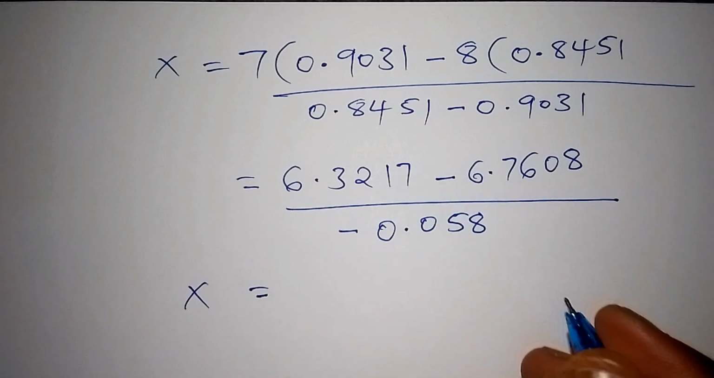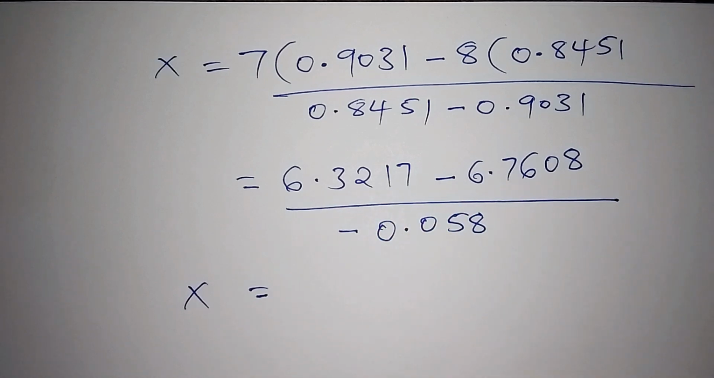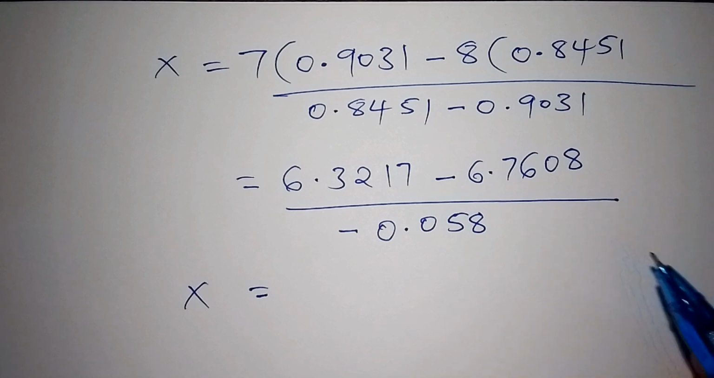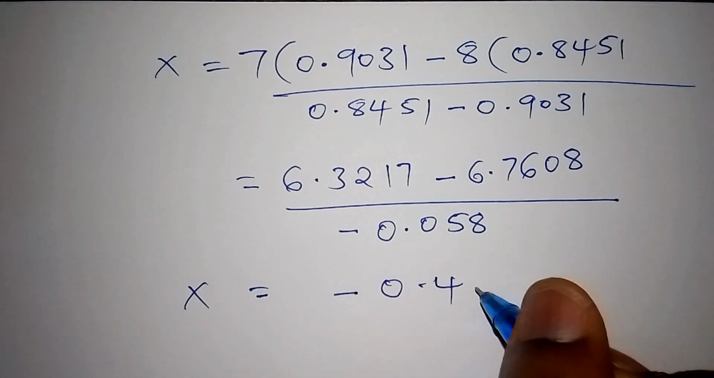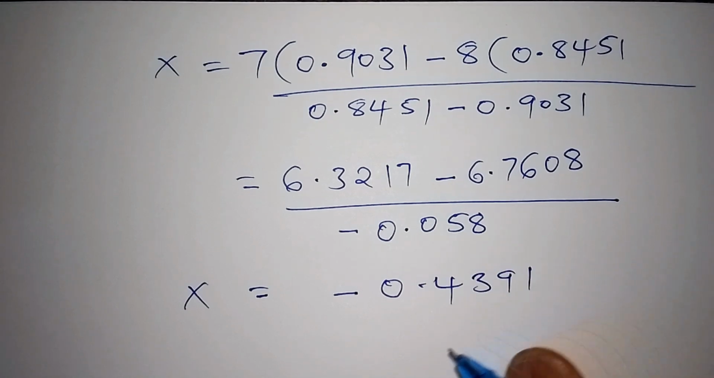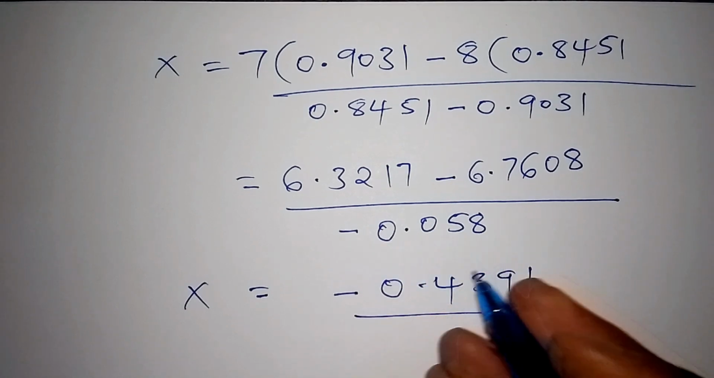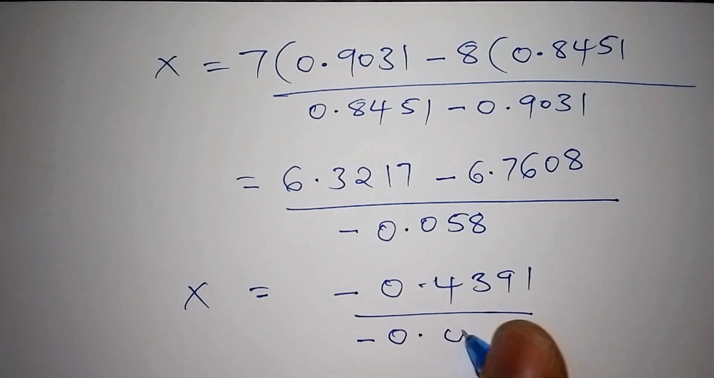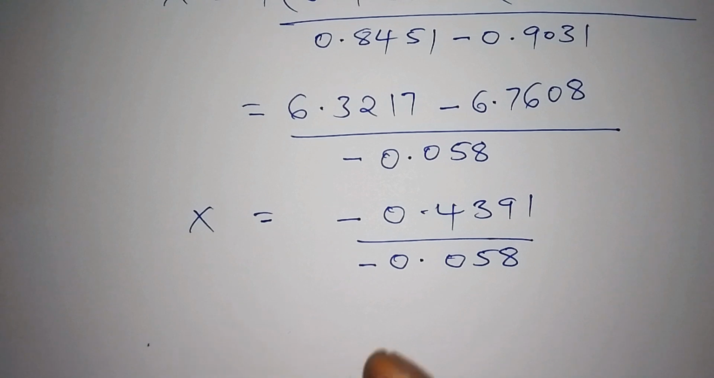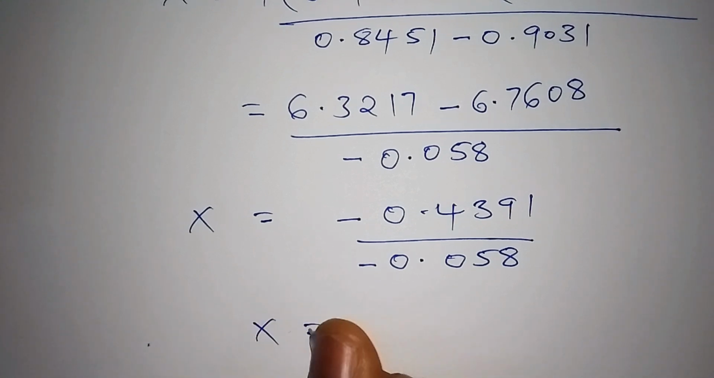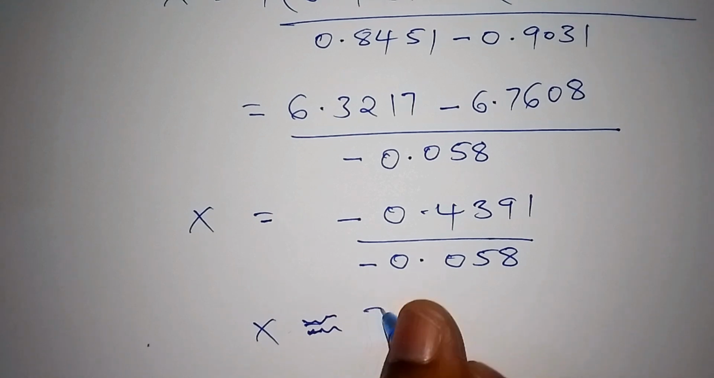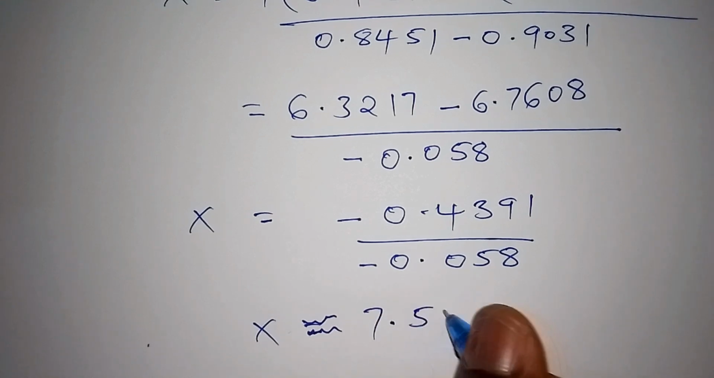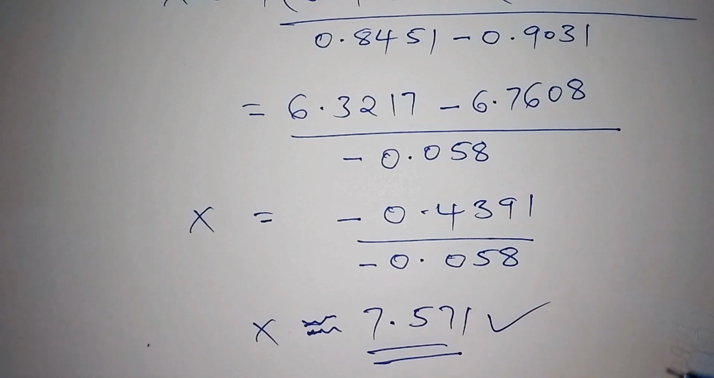Now x equals, when you use the calculator to work out 6.3217 minus 6.7608, we shall have minus 0.4391, all over minus 0.058. When you still use the calculator to work that out, we now settle and say that x is not equal to but approximately 7.571. That now becomes our correct answer.